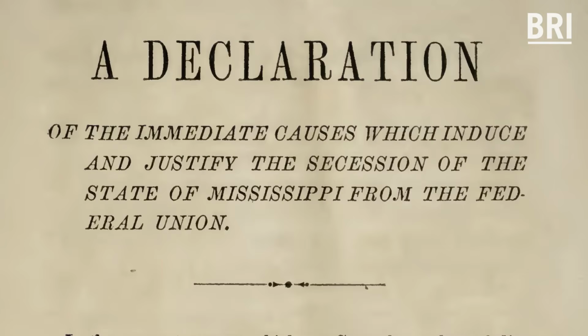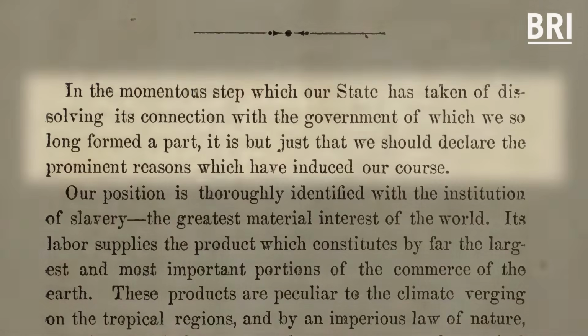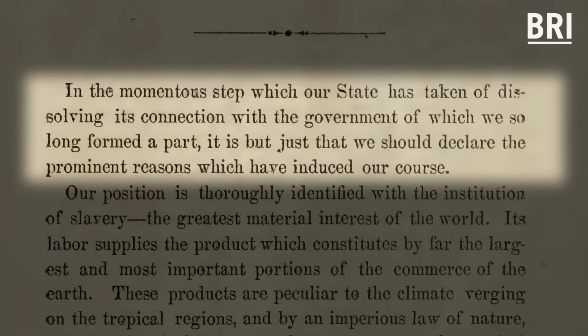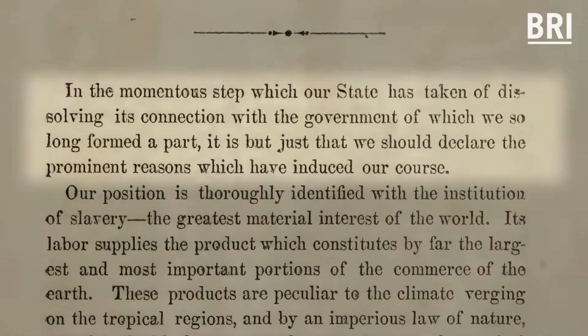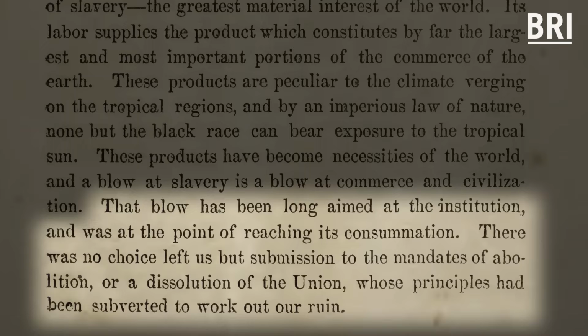Along with other states of the Deep South, Mississippi quickly followed in early January and was forthright that it was defending slavery as a cause for secession. The Mississippi Declaration makes clear its purpose for attempting to secede. It stated that it was, quote, "dissolving its connection with the government of which we so long formed a part." It claimed the North had long aimed a blow at slavery. The state could either submit to abolition and ruin, as it said, or it could dissolve the Union.